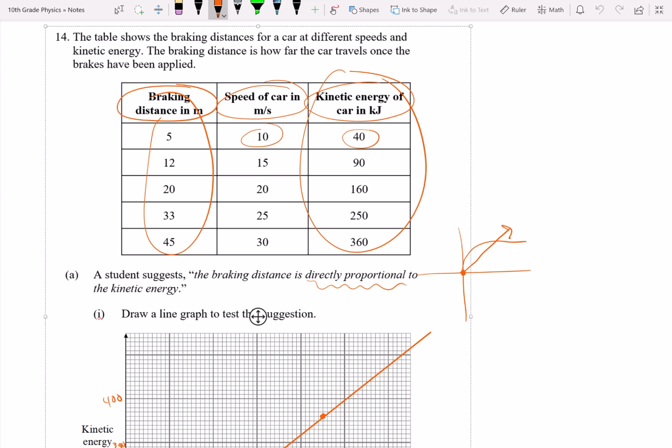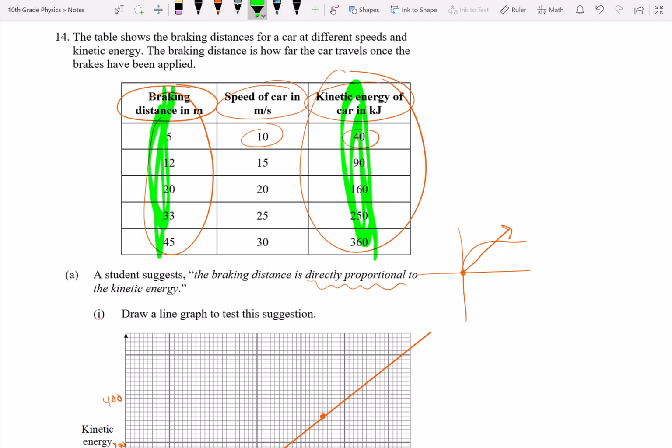We're trying to determine if the braking distance is proportional to the kinetic energy. What it means to be proportional is that it will be a straight line and pass through the origin. That's directly proportional. Then it could also be proportional to the square or something like that. But in general, if we're just seeing proportional like this, we should be seeing a straight line passing through the origin. So what we do is we graph these values and we graph these values.